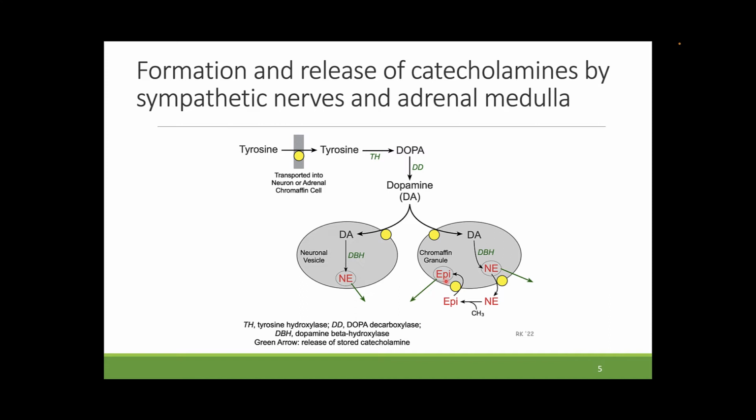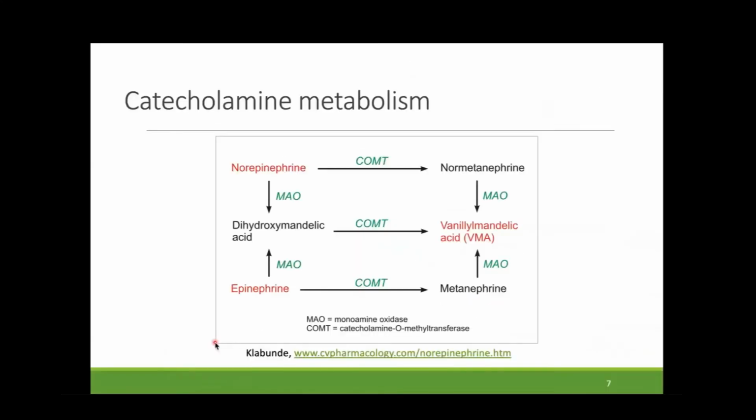So when sympathetic activation occurs, either within the nerve itself or sympathetic nerves which innervate the chromaffin cells within the adrenal medulla, that activation by sympathetic nerves causes the release of stored norepinephrine in either the neuronal vesicle or in the chromaffin granule, or causes the release of stored epinephrine. Now let's look at the metabolism of these catecholamines.